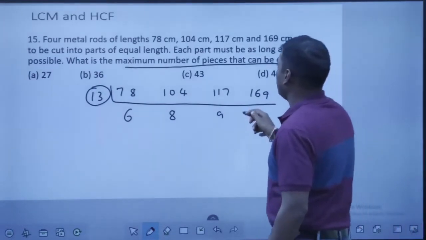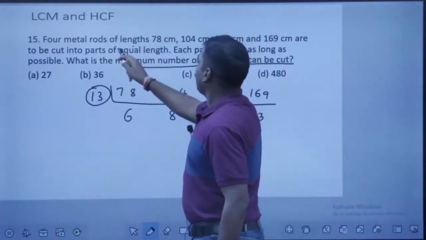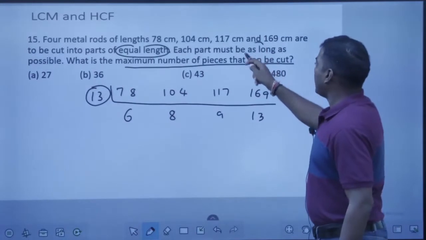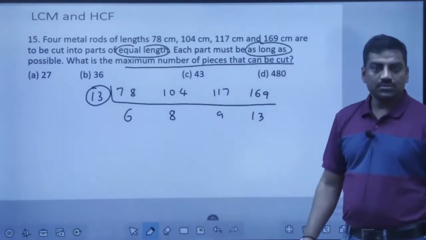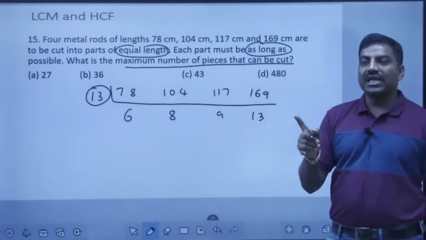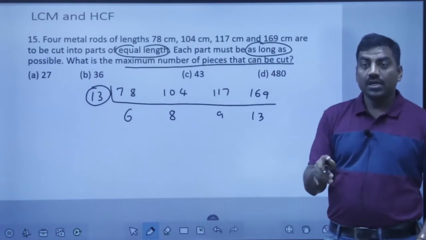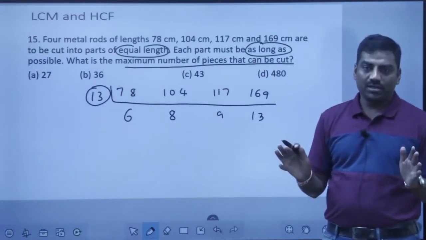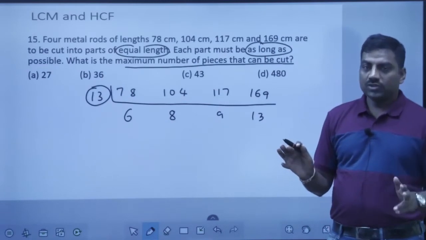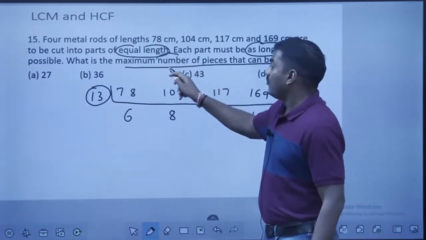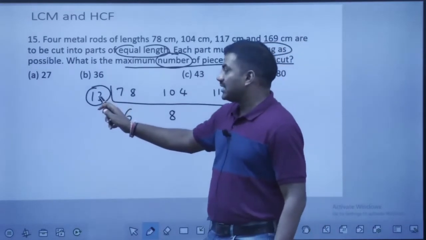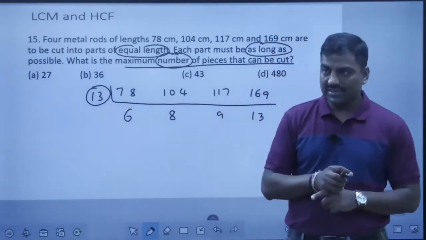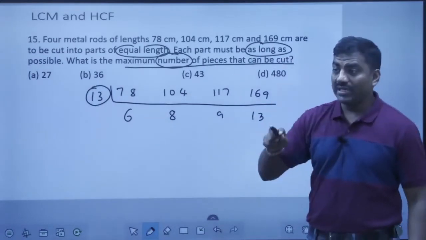But we want what? We want equal length. That is what we are trying. And also we want it as long as possible. Equal length, basically we are finding a common factor. As long as possible, that is the highest common factor. Yes. So now they are asking the number of pieces. If you write the answer as 13, that is the HCF, the length of each piece. But they are asking the number of pieces.